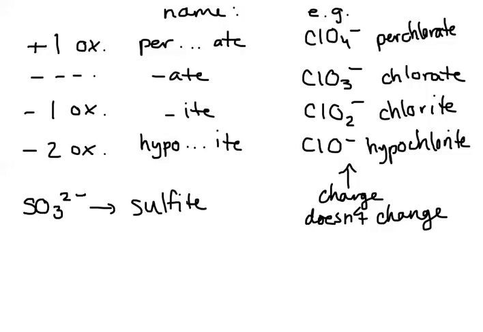Can anyone tell me what PO5 3 minus is? Perphosphate. So what is phosphate? PO4 3 minus. What did we do? We added an oxygen. It becomes perphosphate.